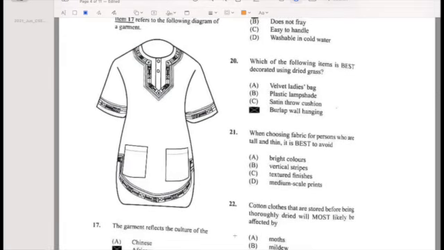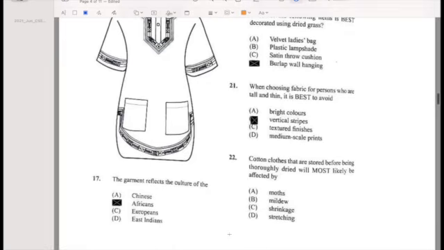Number 21, when choosing fabric for person who are tall and slim, it's best to avoid what? What do you think? Vertical line, okay? All right, so that's B.